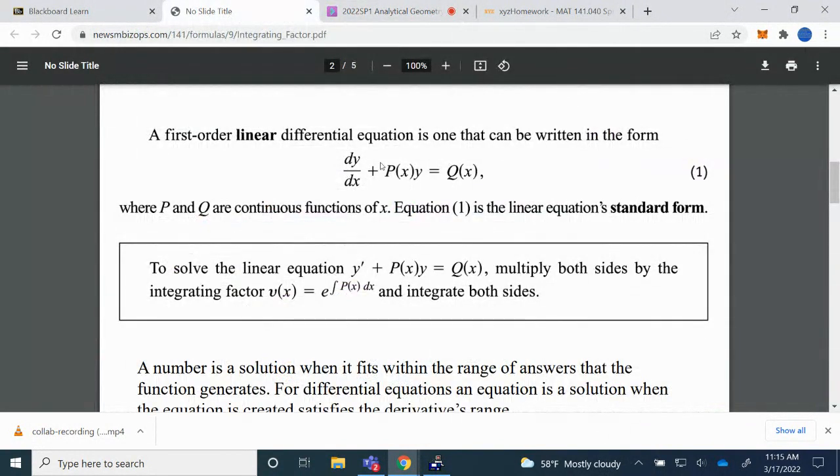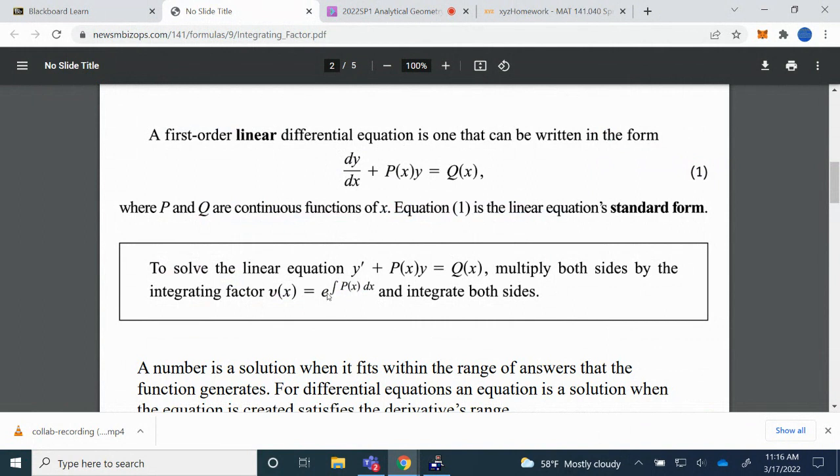All right, we have dy dx, which is the first derivative, plus p of x times y. So p of x is the coefficient of our y variable. Now this will make more sense once we get into the second part of module 4. Right, p of x is the coefficient, and that's equal to q of x. So this is considered to be the standard form of a linear differential equation.